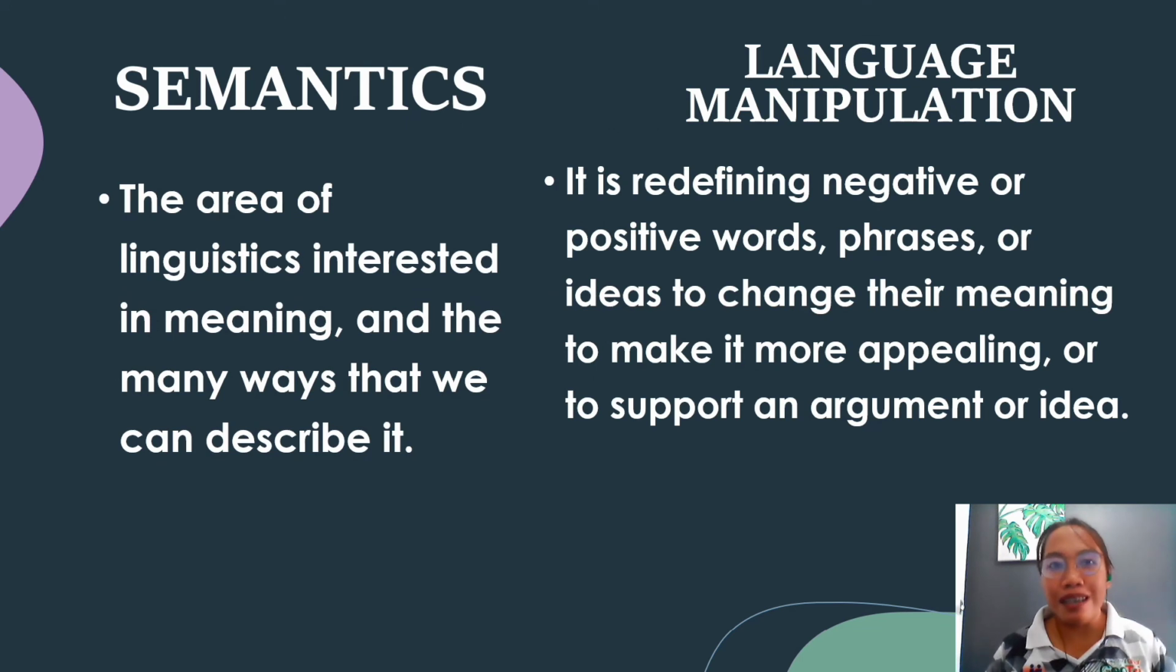Now let us discuss the difference between semantics and language manipulation. Earlier, I have already told you that semantics is the area of linguistics interested in meaning and the many ways that we can describe it. Language manipulation is redefining negative or positive words, phrases, or ideas to change their meaning to make it more appealing or to support an argument or idea without changing the true merits of the words or phrases.